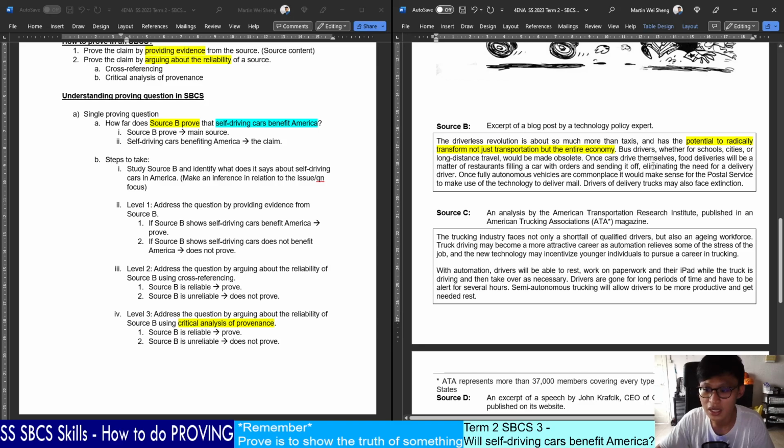Once cars drive themselves, food deliveries will be a matter of restaurants filling a car with orders and sending it off, eliminating the need for delivery drivers. Then the next line says once fully autonomous vehicles are commonplace, it would make sense for postal services to make use of the technology to deliver mail. Drivers of delivery trucks may also face extinction. So this is what the source is telling us. So what can we infer about self-driving cars' impact on America? I'll give you some time to think about it before I reveal the answer.